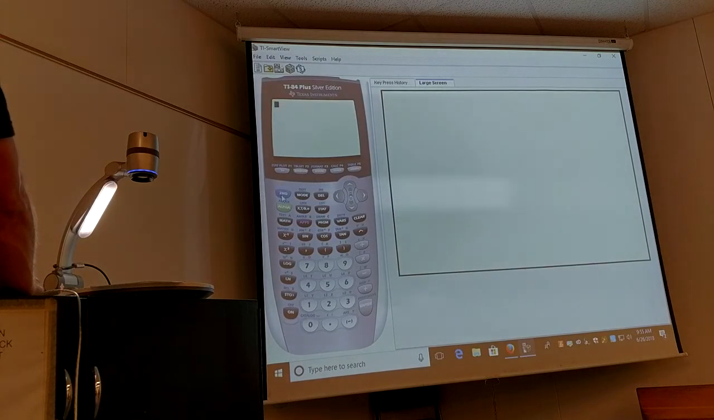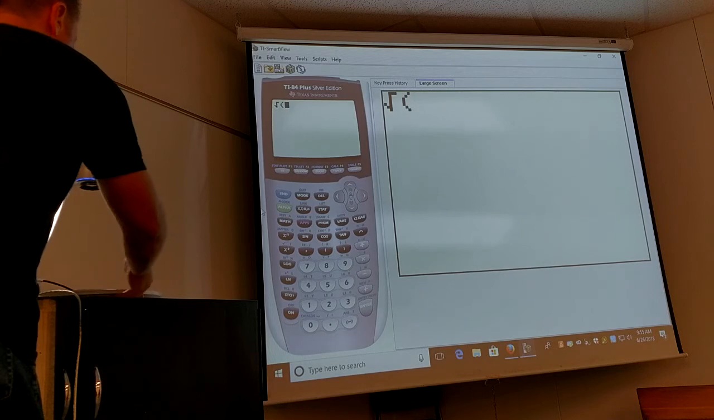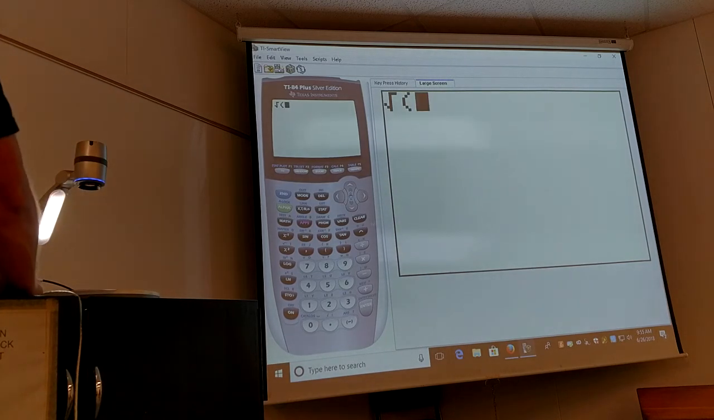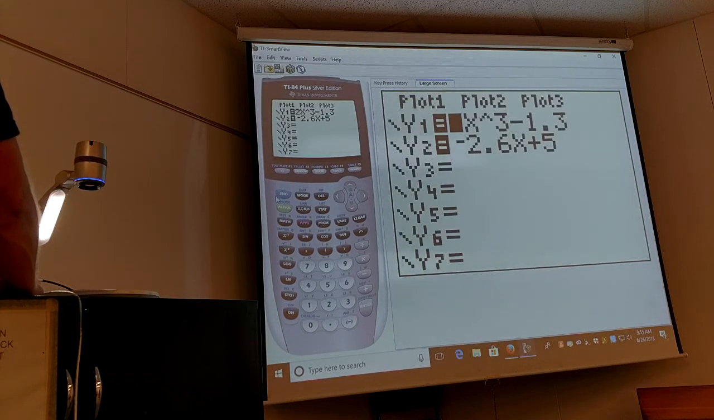So square root is right above the squared button. Bam. Get in there, y equals. Square root, I'm going to get rid of this other stuff. Clear.